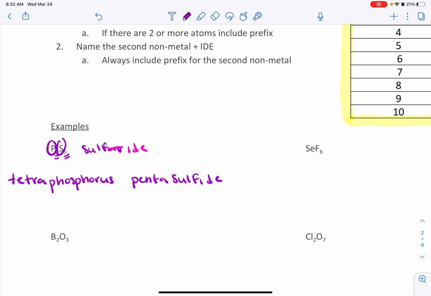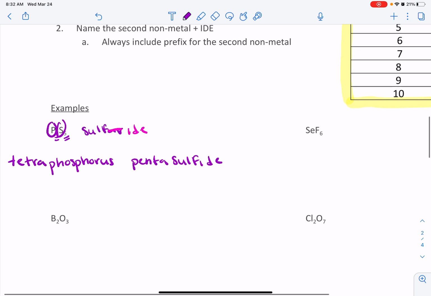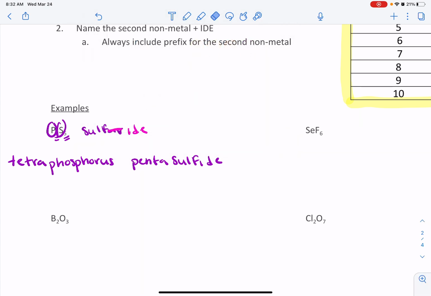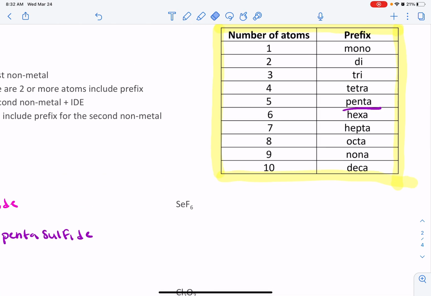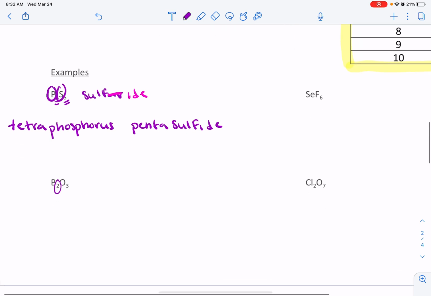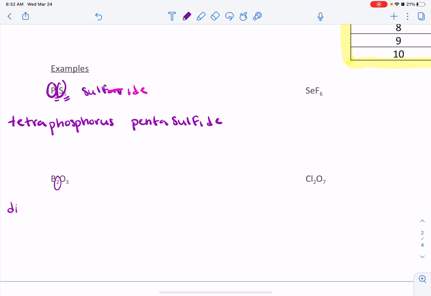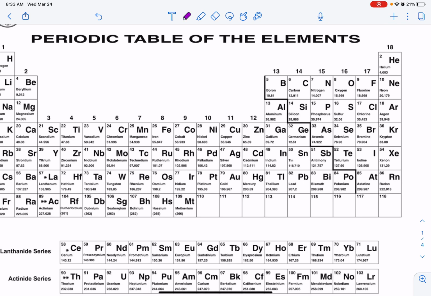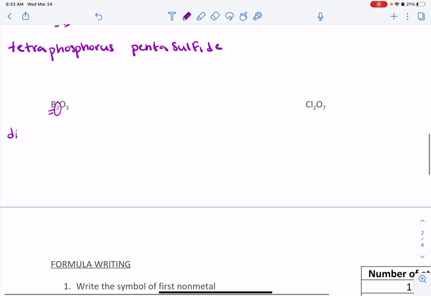Okay? All right, let's look at the second one here, B2O3. Okay? So B2O3, so we find that 2. Look at our table. We see 2 is di, so I'm going to write di. Now I need that element that's a B. So on our periodic table, we look for that. We see B is boron. So I'm going to write diboron as one word.